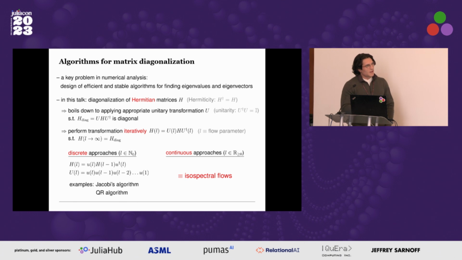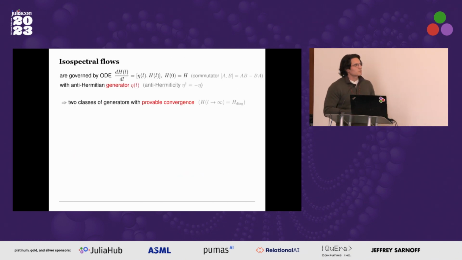Now, if we take the continuous limit, so we let L be an element of the positive reals, we end up with what's called isospectral flows. Here isospectrality refers to the property that the spectrum is the same, so the matrices have the same eigenvalues throughout this flow. Now, an isospectral flow is governed by the following ODE.